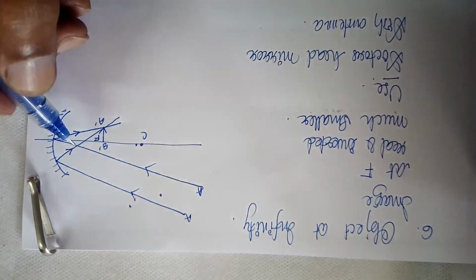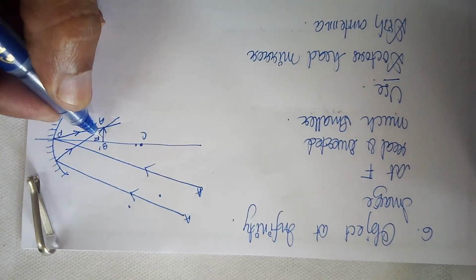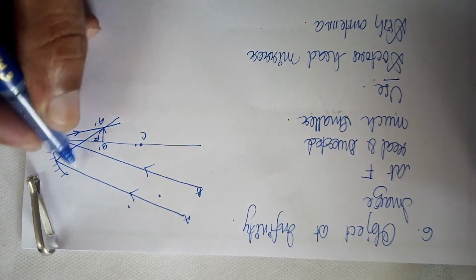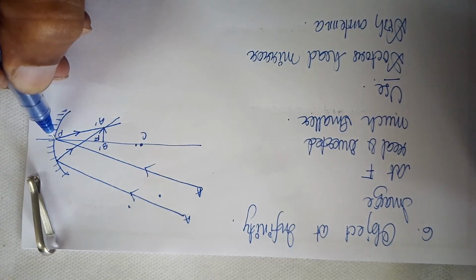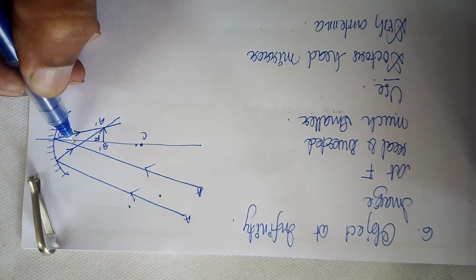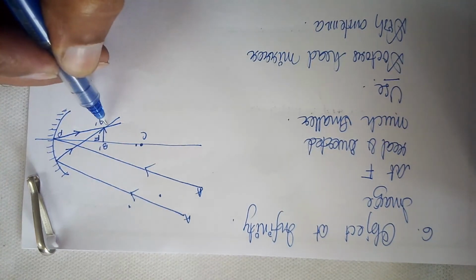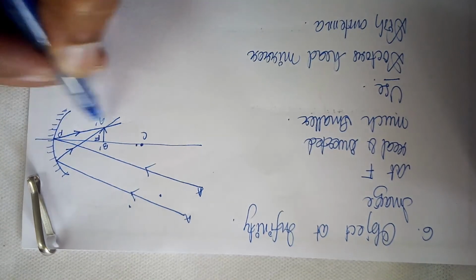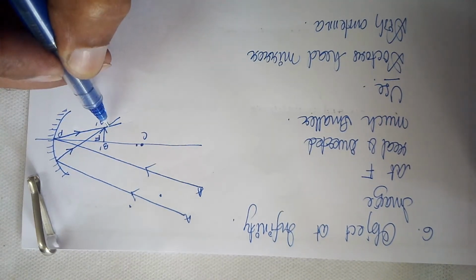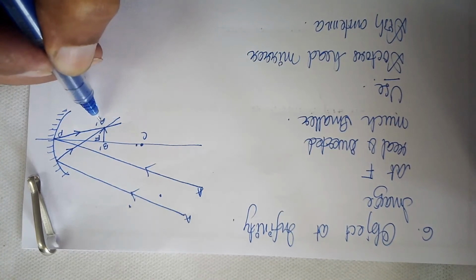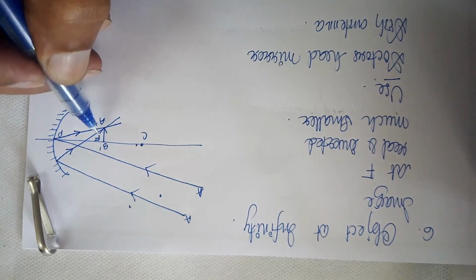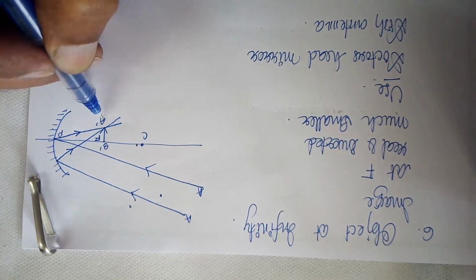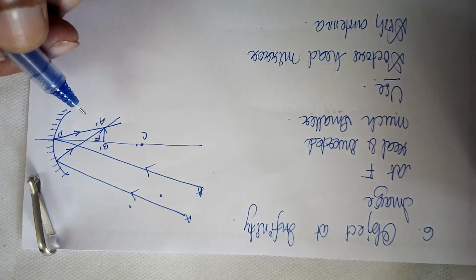Now we can see these two parallel lines. One is hitting at this point and retracing this path, and one is hitting at the pole and making the same angles, the incident angle and the reflected angle, and passing through this way. Both these lines intersect at one point, which we denote as A dash, and we can retrace this object A dash B dash, which is an inverted one.